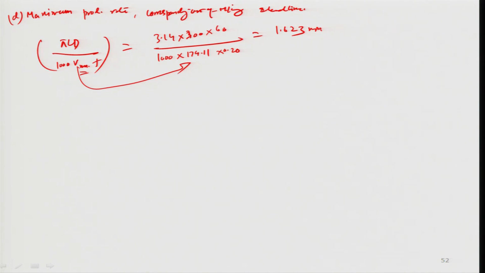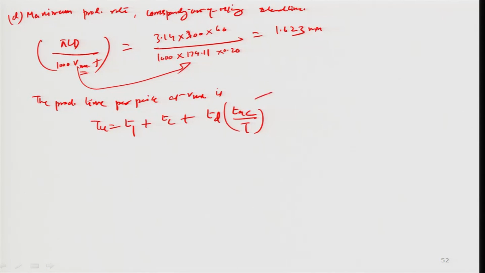And similarly, the production time per piece at V max can be recorded as the total amount of non productive time per piece T1, plus the cutting time of the corresponding workpiece on the machine Tc, plus Td, which is the tool changing time per cutting edge, divided by the number of times it is needed for changing the cutting edge of the tool in a particular workpiece, recorded as TAC by T.